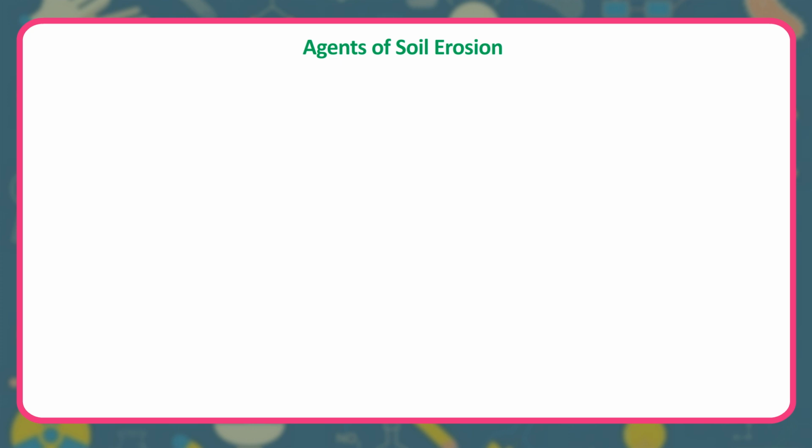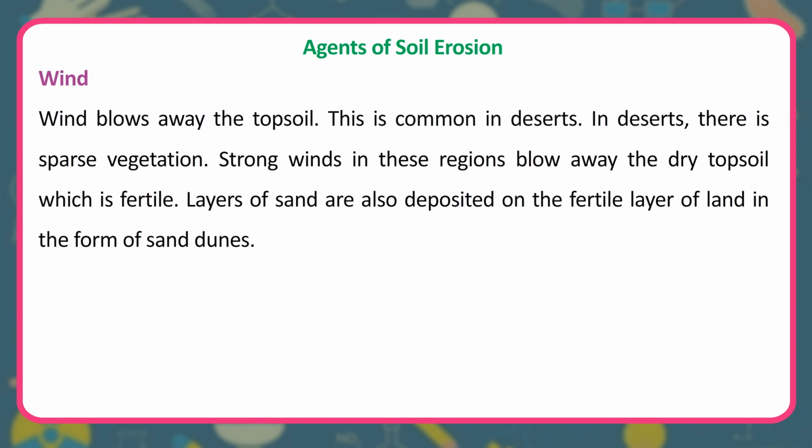Agents of soil erosion. Wind. Wind blows away the topsoil. This is common in deserts. In deserts, there is sparse vegetation. Strong winds in these regions blow away the dry topsoil which is fertile. Layers of sand are also deposited on the fertile layer of land in the form of sand dunes.